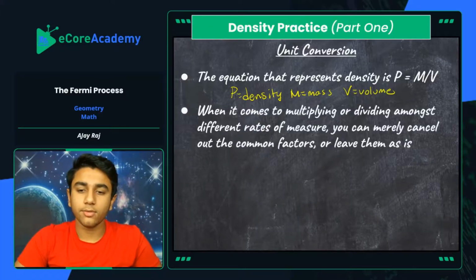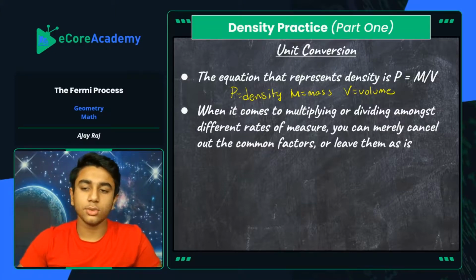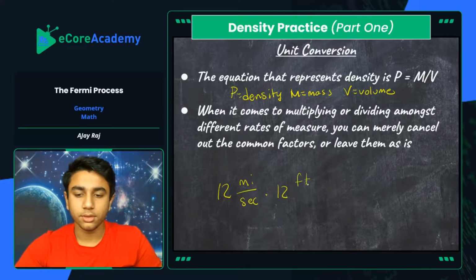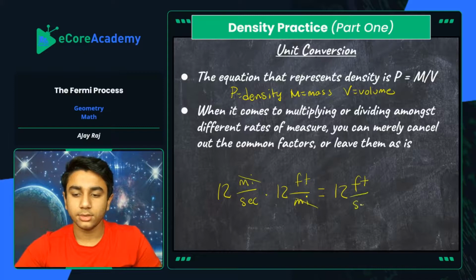When it comes to multiplying or dividing amongst different rates of measure, you can merely cancel out the common factors or leave them as is. So let's multiply these values out. Let's do an example here. Let's say that we have 12 miles per second times 12 feet per mile. This is just a standard equation, not saying that there are 12 feet per mile, but this might merely be 12 feet of distance moved in every single mile. So this is just an example. What we would do here is cancel out our miles on both sides, and we would merely get 12 feet per second, as shown.